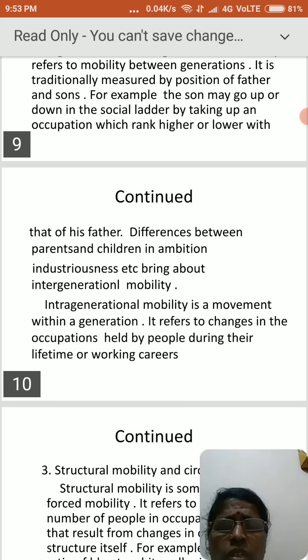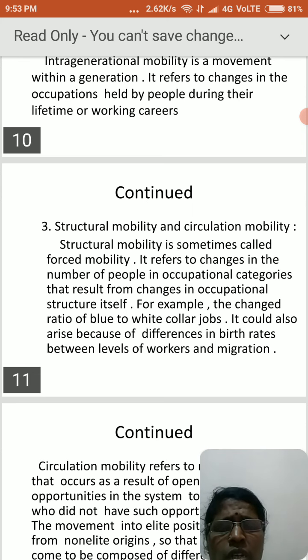And differences between parents and children in ambition, industriousness, etc., bring about intergenerational mobility. Intragenerational mobility is a movement within a generation. It refers to changes in the occupations held by people during their lifetime, or during their working time.